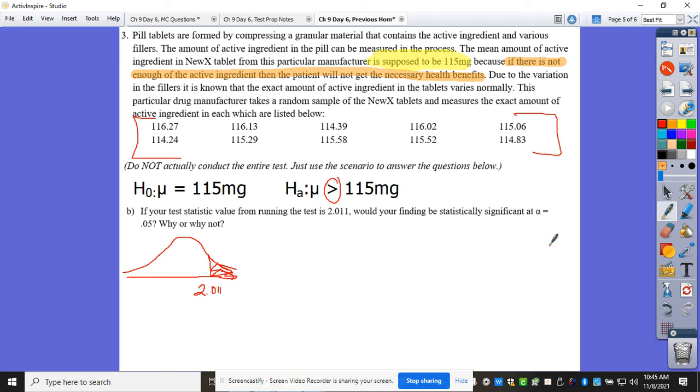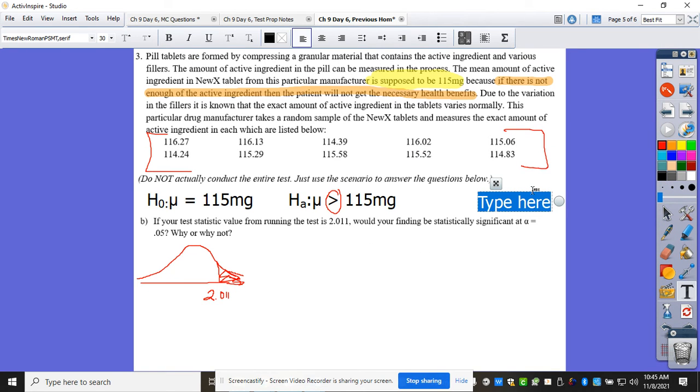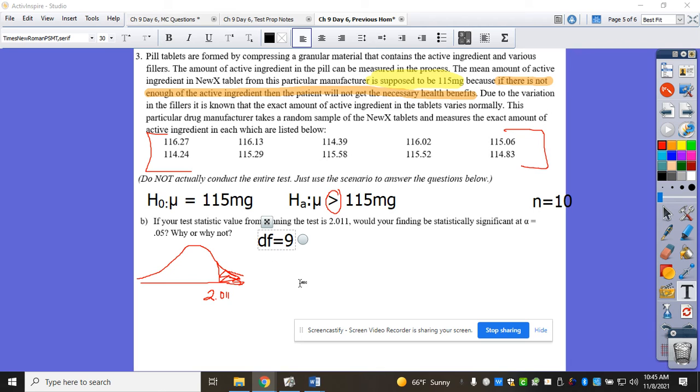I need to know what? The sample size. So there's 2, 4, 6, 8, 10. So I need to know the fact that n equals 10, but I'm actually using that to get what? You're using your degrees of freedom being 9, and this, so I would use the calculator at this point.